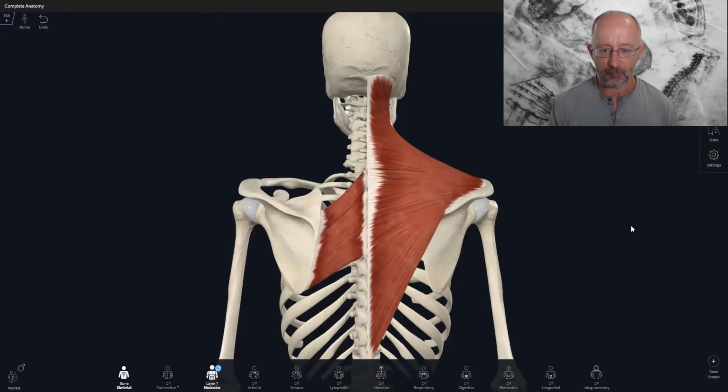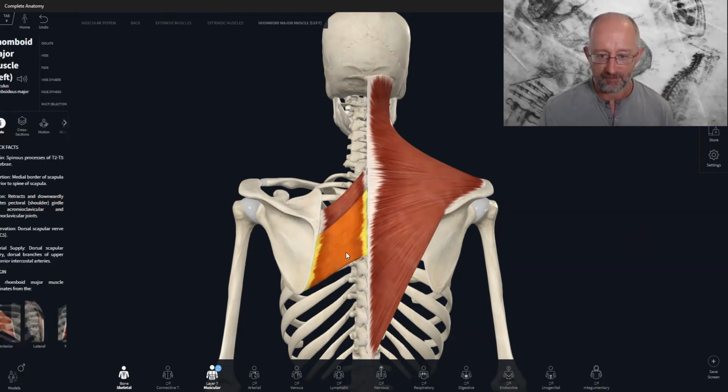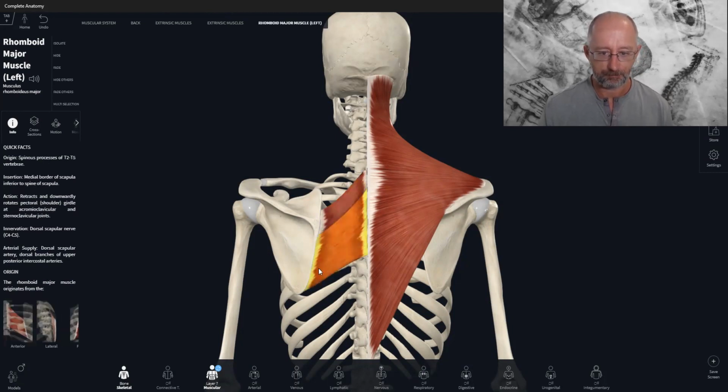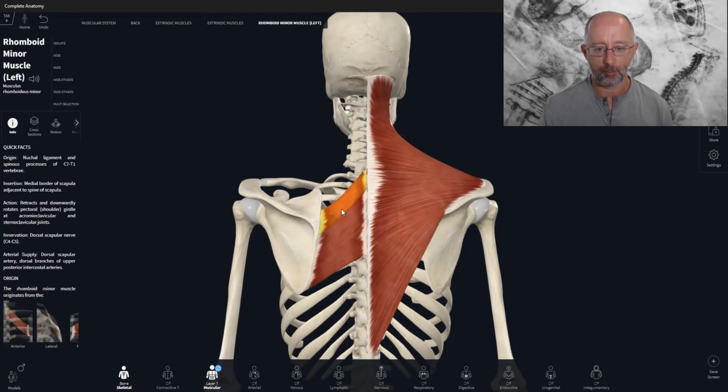And today we're working our way up the spine, and we're going to be looking at the rhomboids today. So the rhomboids are this section of muscles here, these two orange ones. So we have a rhomboid major, which is the big one, and then we have a rhomboid minor, which is a smaller one. It's essentially one big muscle.